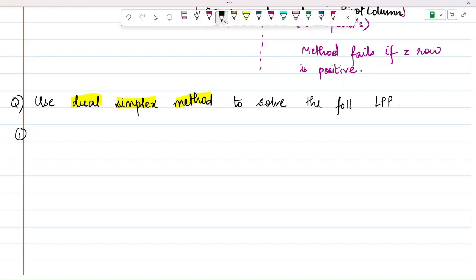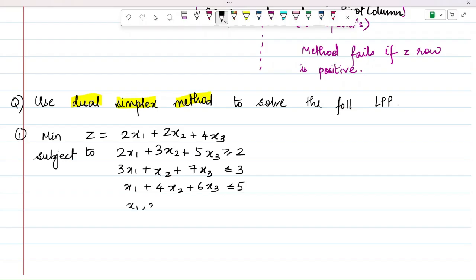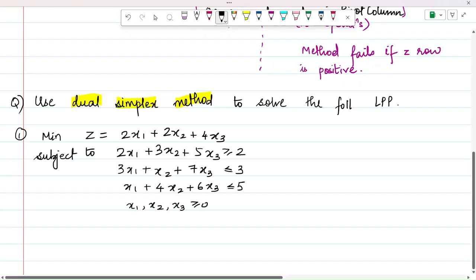Okay, the question goes with: minimize z is equal to 2x1 plus 2x2 plus 4x3 subject to the condition 2x1 + 3x2 + 5x3 greater than or equal to 2, 3x1 + x2 + 7x3 less than or equal to 3, x1 + 4x2 + 6x3 less than or equal to 5, and x1, x2, x3 greater than or equal to 0.